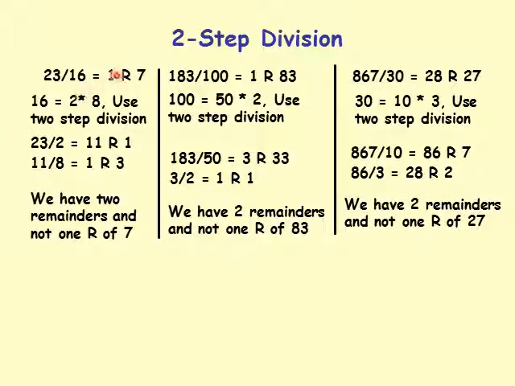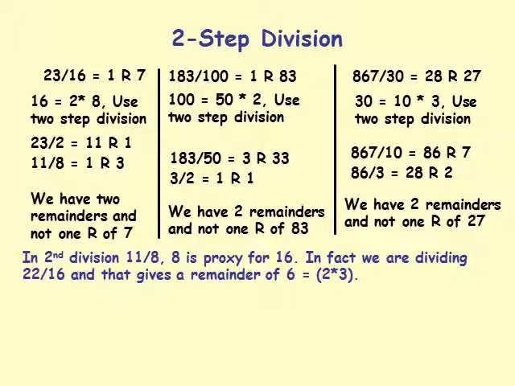Let's go back again. Quotient is 1 here, we got a quotient of 1. Quotient was 28 here, we got a quotient of 28. Now the issue is with the remainders. Let's see what's going on here.